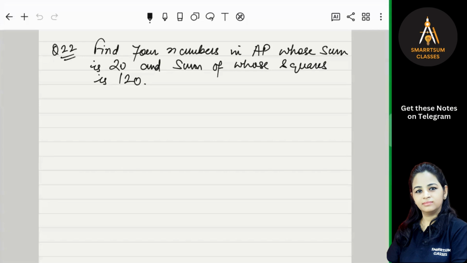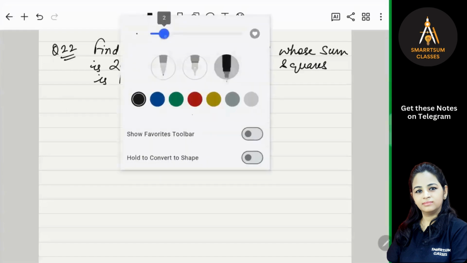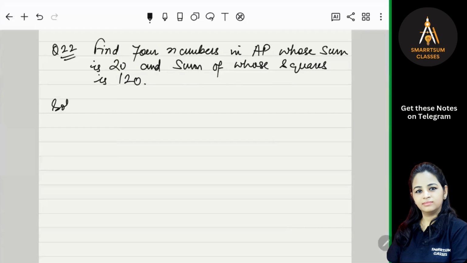So in continuation, as I told you, what can be the convenient choice when we have to assume some numbers in the AP? Now here we have to find 4 numbers in AP whose sum is 20 and sum of whose squares is 120. So what we will do, we have to assume some numbers first.